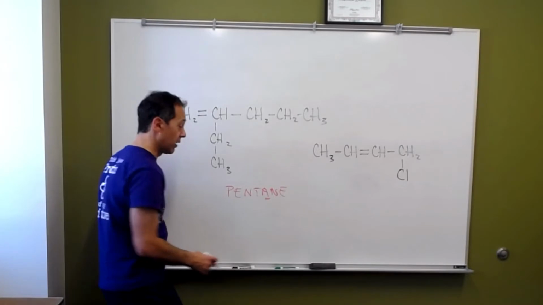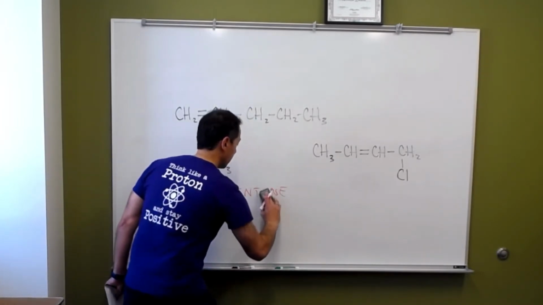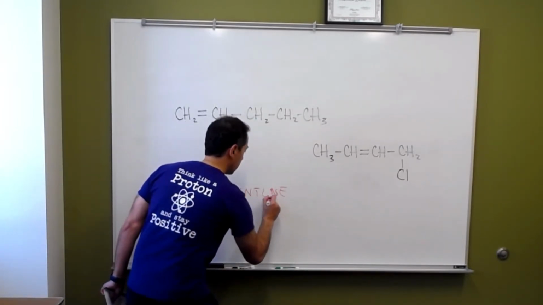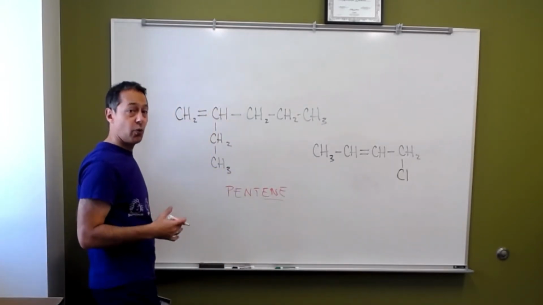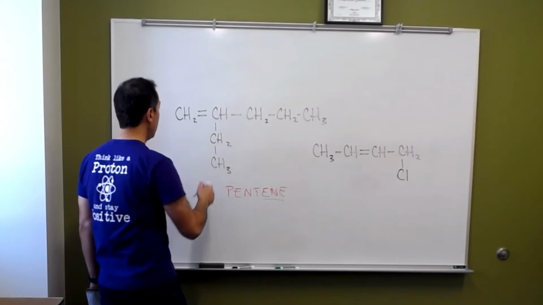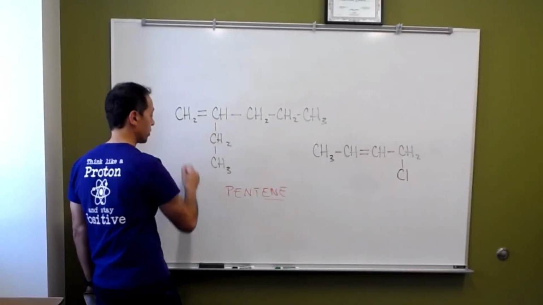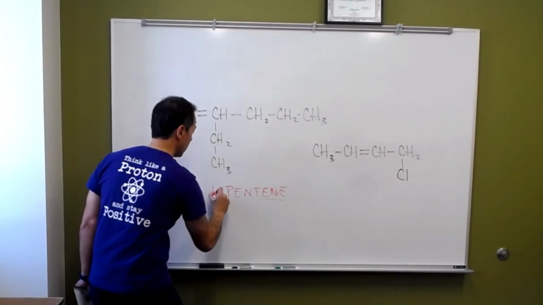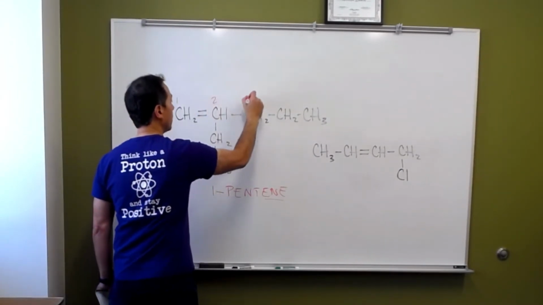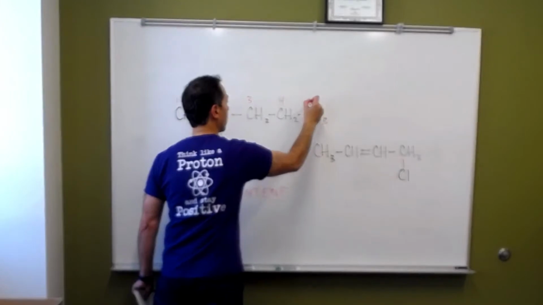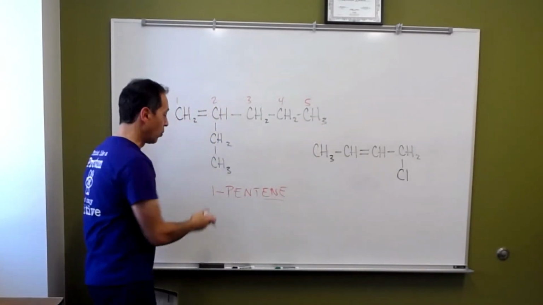That tells us that we have a double bond. So E-N-E ending, and we want to show where that double bond is. And so we want to show that that's off of the first carbon. So that's going to be 1 pentene. 1, 2, 3, 4, 5. So it'd be 1 pentene.